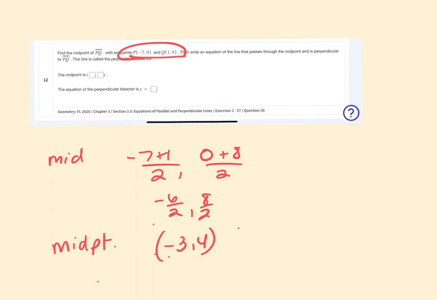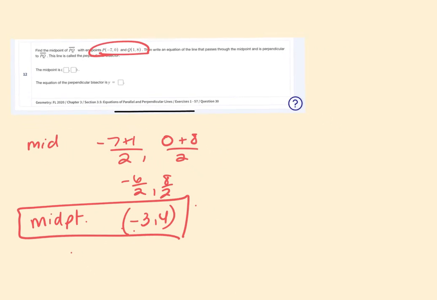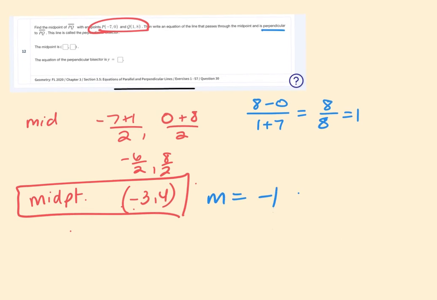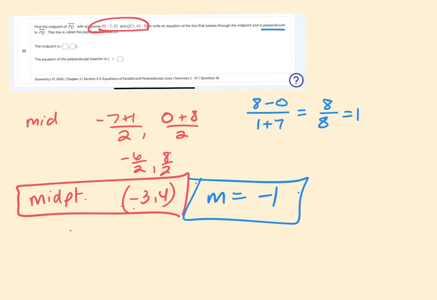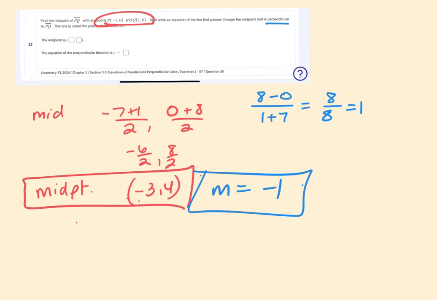That's part of it, and that's the point I'm going to use when I plug it into the equation at the end. The second piece of information you need is the slope of this line. So I would do 8 minus 0 over 1 minus -7, which is 8/8, or 1. That's the slope of that line. We want the slope of a line that's perpendicular to it. If that slope is 1, what's the perpendicular slope? -1.